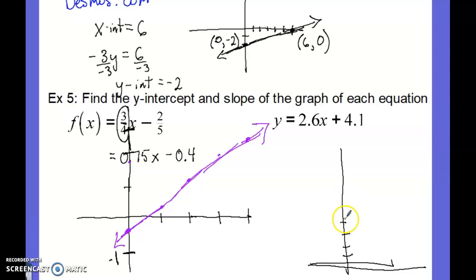So my y-intercept is 4.1. I made a terrible x-axis, but you can forgive me. So it's about right there. And then 5, 6, 7. So up 2.6, right 1. So from this point, about 1, 2, and a little bit more, and then right 1. I'll just put it right there. I think this is my right 1.